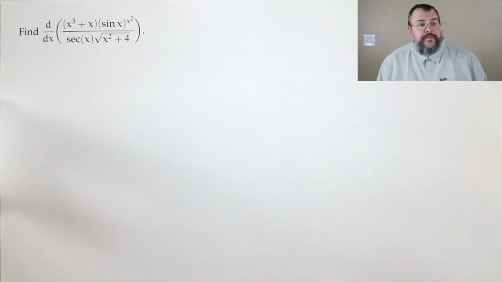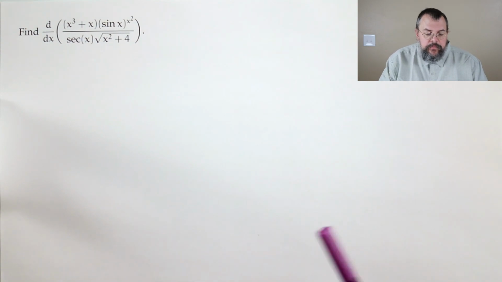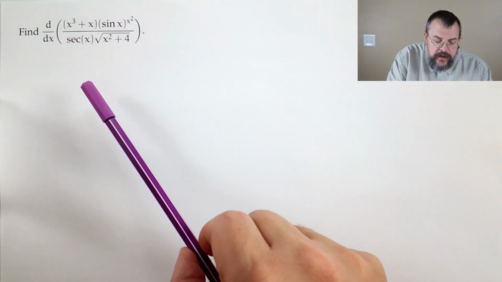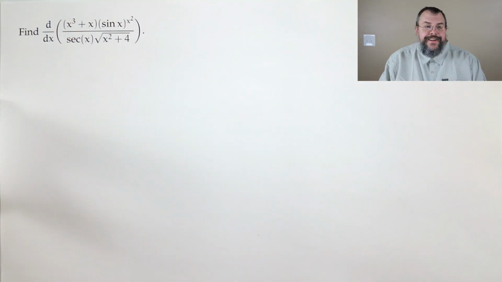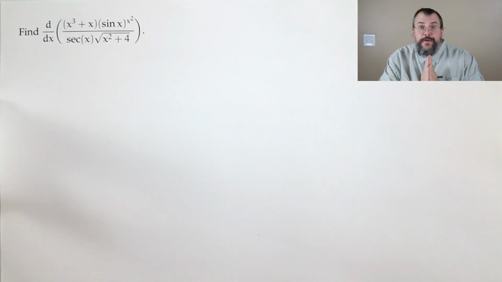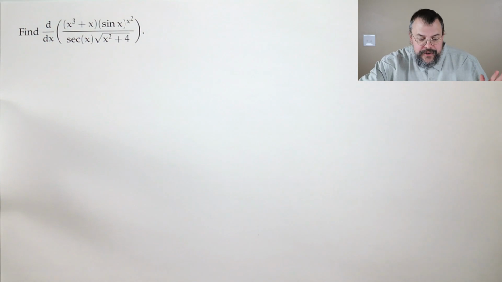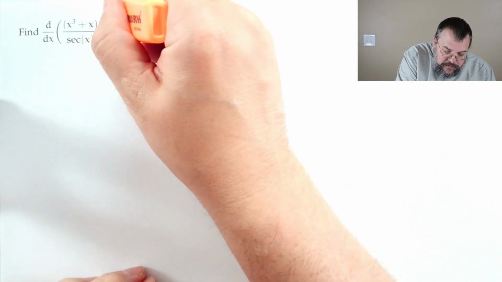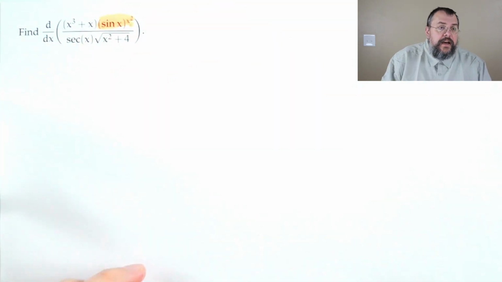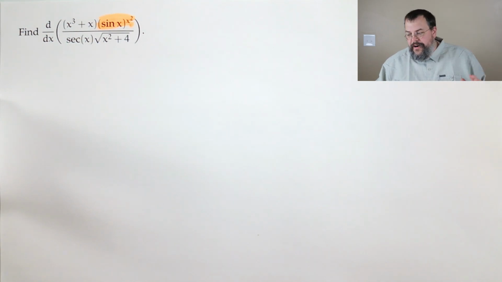Another problem. Find the derivative of x cubed plus x, sine of x to the x squared, divided by secant of x, square root of x squared plus 4. All right, can we see what rule we need to use here? It's logarithmic differentiation. We don't have a choice. We don't have a choice. Now, why don't we have a choice? Well, it's this piece here, this sine of x to the power x squared. That just says you got no choice at all.